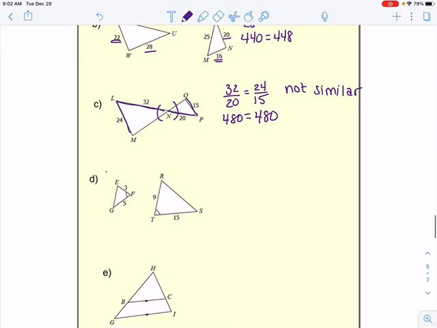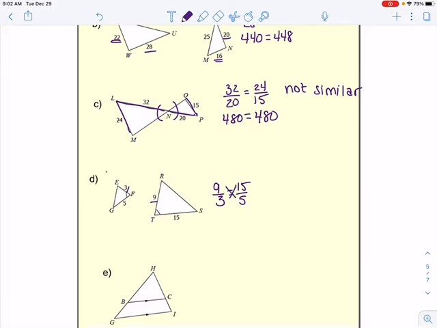Okay, let's see if D will come out to be similar. So again, I'm given two pairs of sides and I have an angle here. So again, if they're similar, it's going to have to be side, angle, side similarity. So let's set up our proportion. I'm going to do 9 over 3 for my left side, and the right-hand side of that proportion is going to end up being 15 over 5.